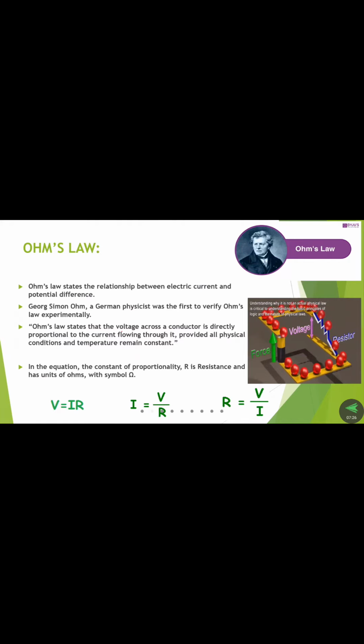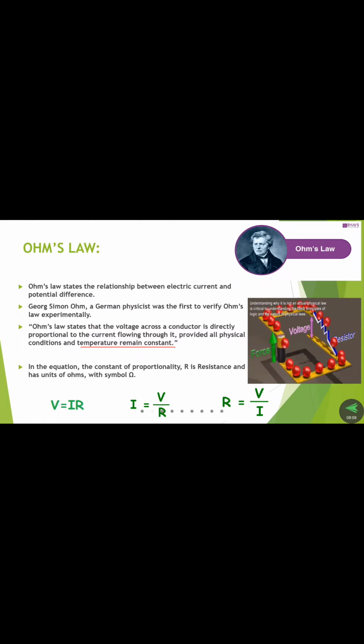So a simple statement: the voltage across a conductor is directly proportional to the current flowing through it. There is a physical condition, that the temperature remains constant. If the temperature is not constant, then Ohm's law is not applicable. From the animation, we can observe these things: the force, how it carries the charges, gives the momentum of current. Where R is present, R we call resistance.